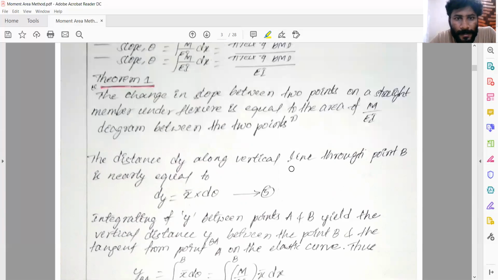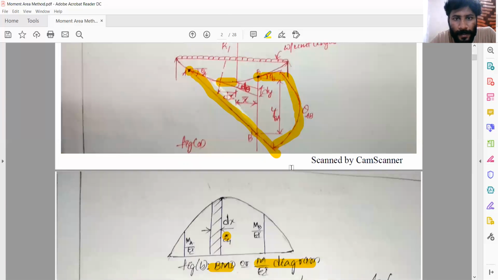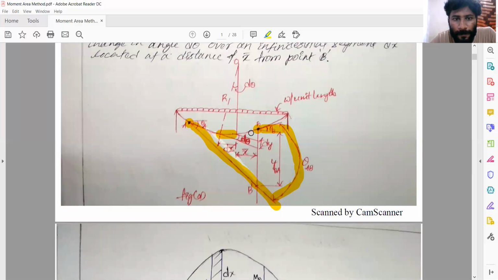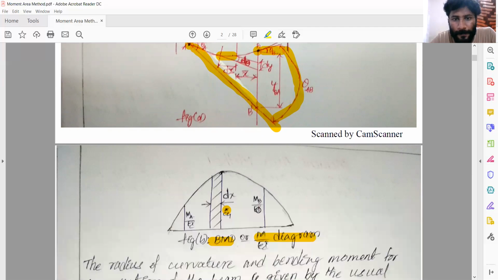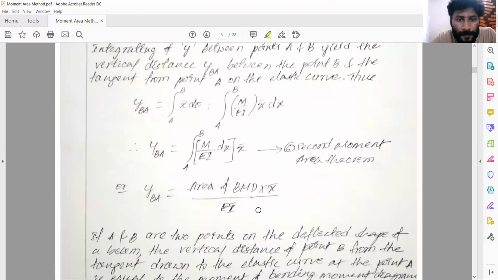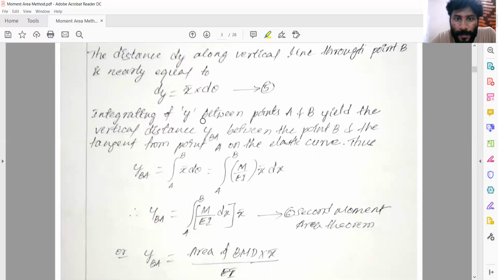So if you integrate this dy value between A and B, the tangent is drawn from point A and cuts the vertical line. That will give the deflection. So that's what is written: integration of dy between points A and B yields the vertical distance yba between the point B and the tangent from point A on the elastic curve. So this tangent is drawn from point A. That's called yba, which is equal to the integration of dy, that is, the integration of x bar d theta.